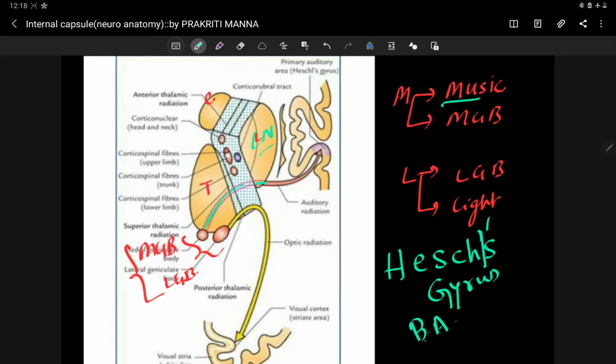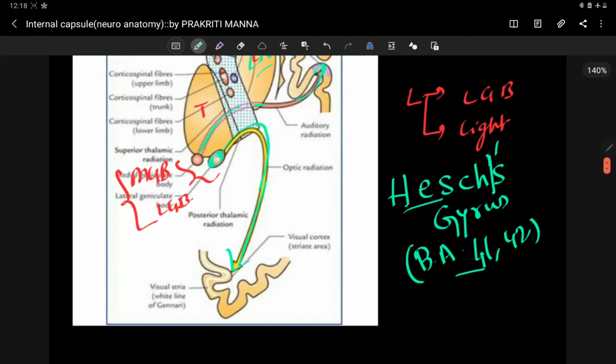Or you can say Brodmann area 41, 42, auditory cortex, primary auditory cortex. You can see this is Heschl's gyrus, Brodmann area 41, 42. Or another thing, you can see from the lateral geniculate body, the fibers run posteriorly and enter into the occipital visual cortex. You can see it is reaching into your calcarine sulcus. So these fibers are coming from the lateral geniculate body to the calcarine sulcus.